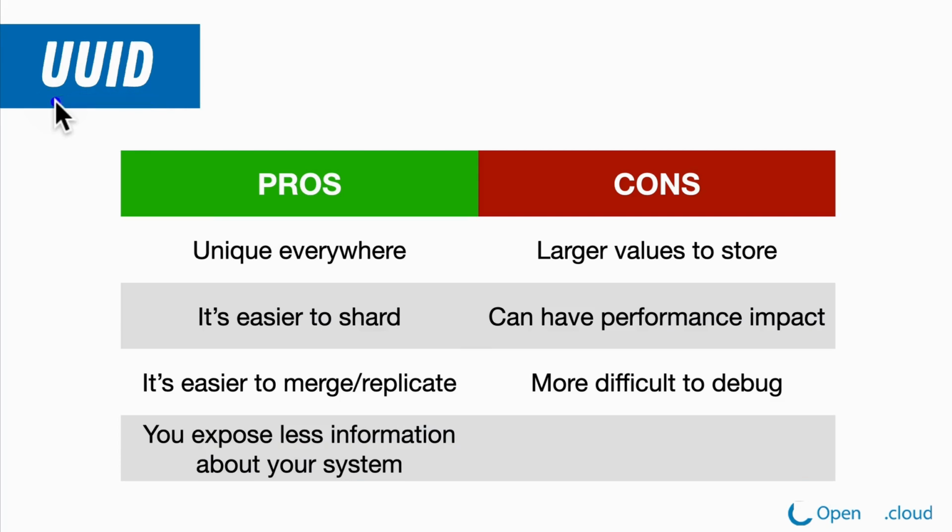So what makes the most sense, even though it costs more space to save, even though it can have a slight performance impact when you're talking about millions and millions and millions of records, the pros still outweigh the cons. So when you're starting off, use UUIDs for your primary keys as much as possible.